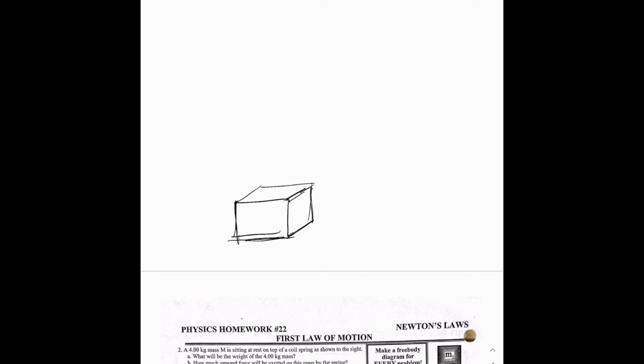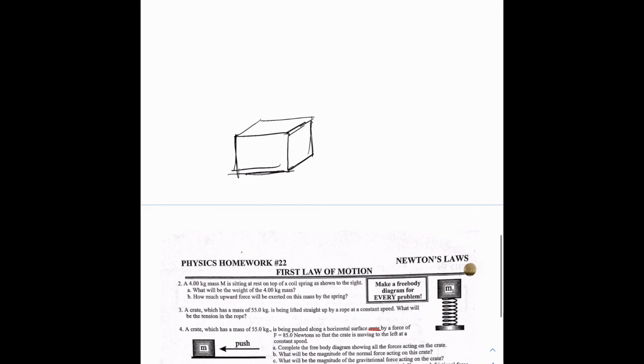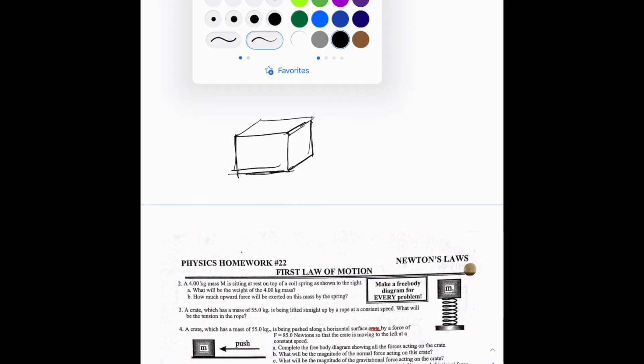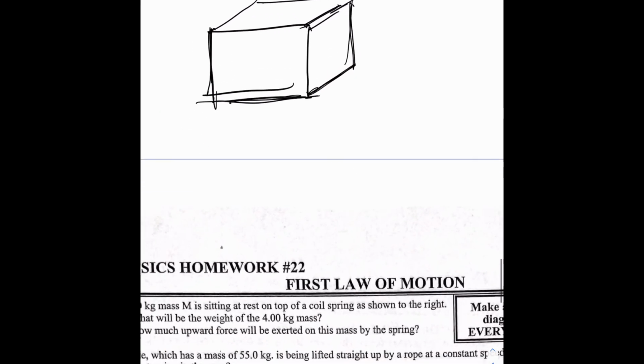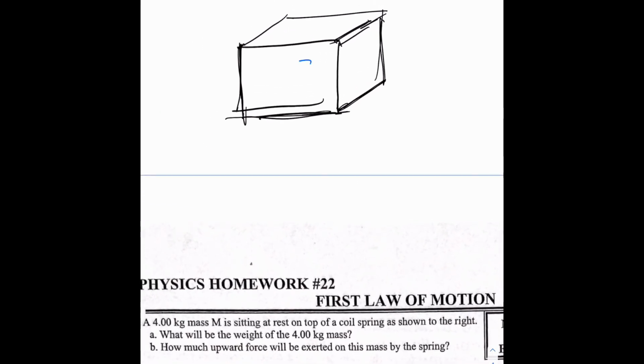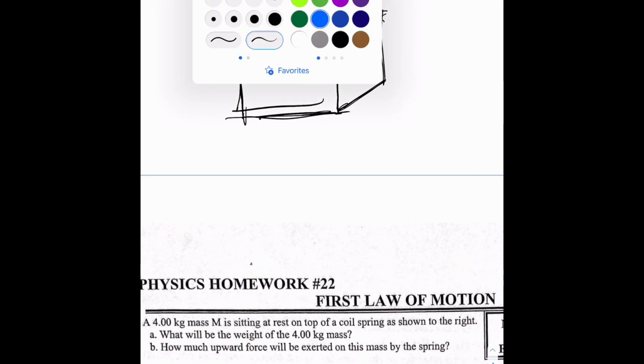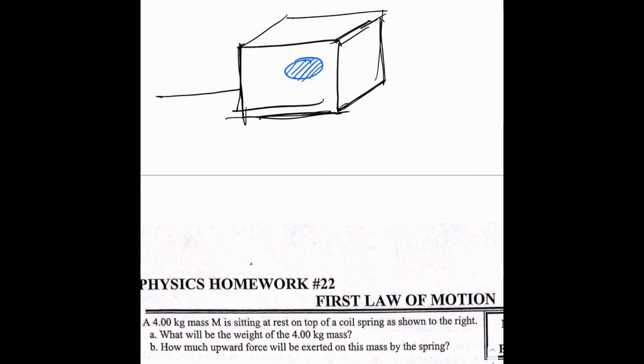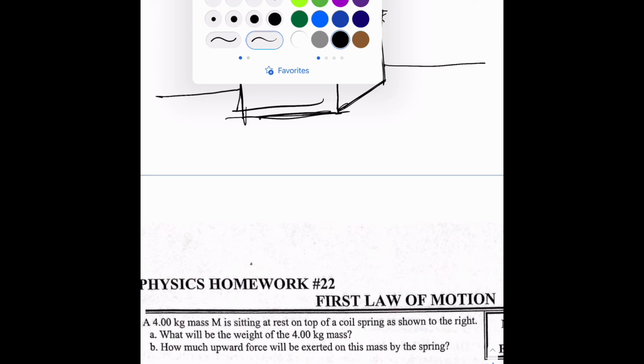And it's being pushed along a surface. And so for our free body diagram, let's go ahead and draw our dot in the center. Probably should draw our surface, or attempt to draw it. I don't know, something like that, right? And it's being pushed to the left.